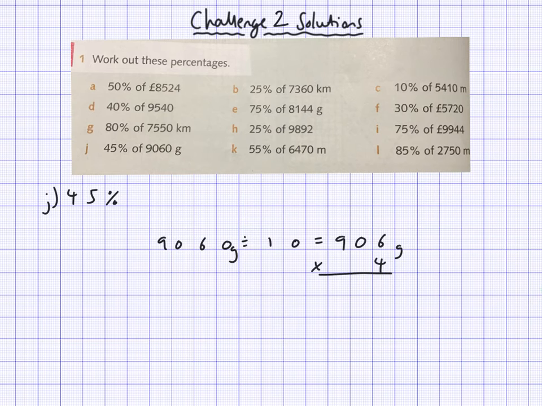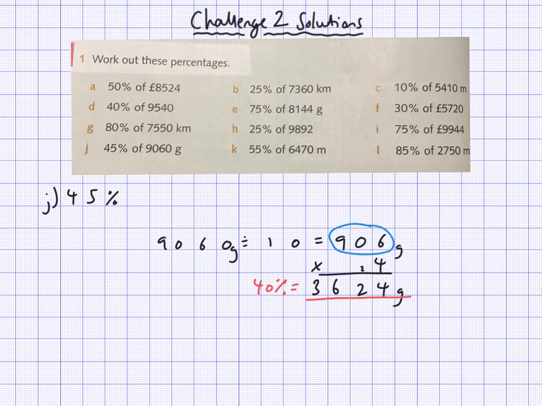I'm going to start off by finding 40%. To do that, I'm going to find 10%, which is 906, 1/10, and I'm going to multiply that by 4. And that gave me 3,624 grams. So I know that that's 40%. Now I've got to find the 5% to add on to that. Now remember at the start I found out that 10% was 906 grams.